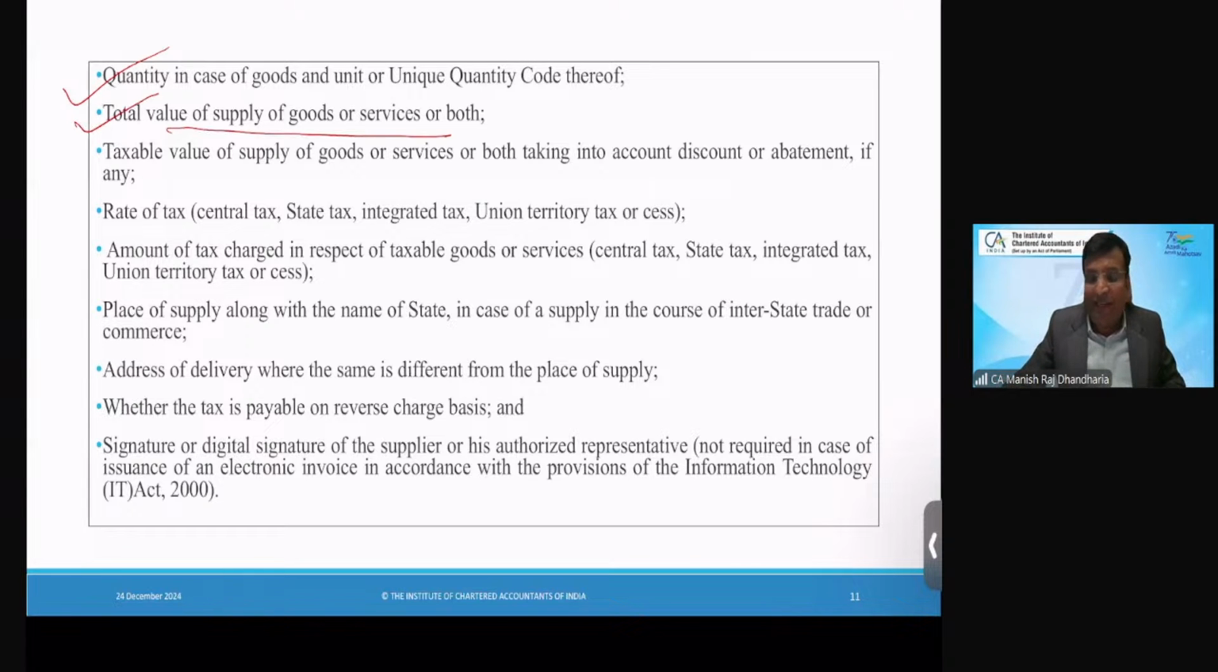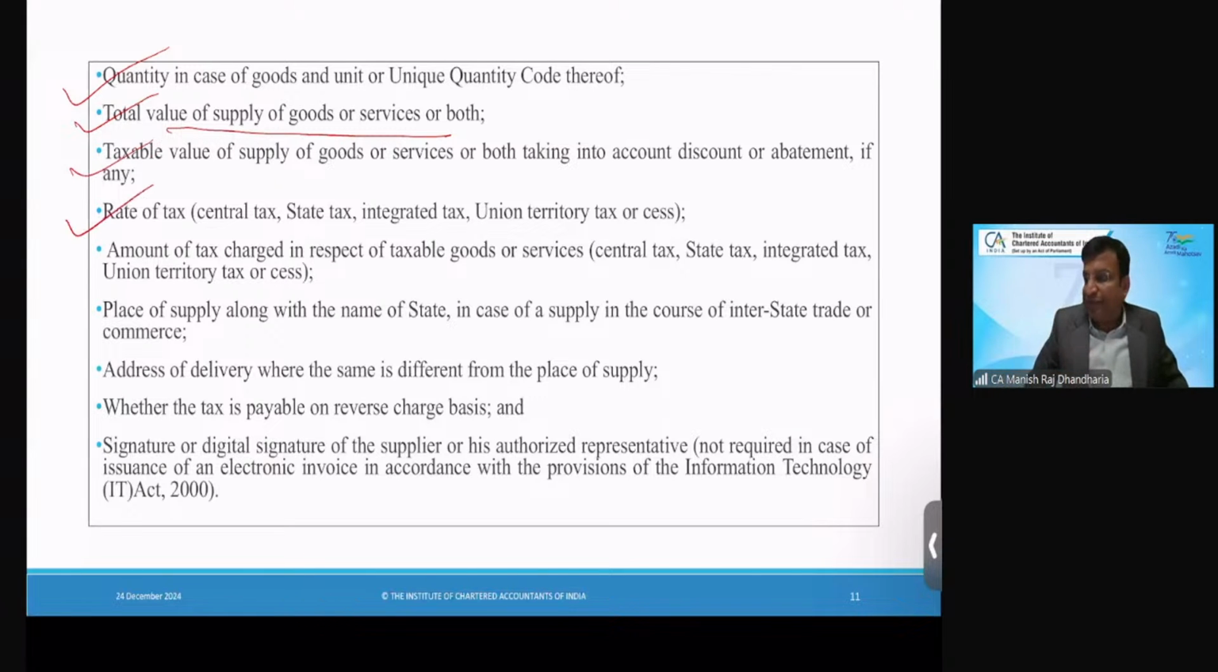Total value of supply, definitely you have to mention कितना value का goods है. Taxable value of supply of goods or services or both, taking into account discount or abatement if any. कोई अगर trade discount वगैरह है तो उस वक्त अपने को minus करके show करना है.